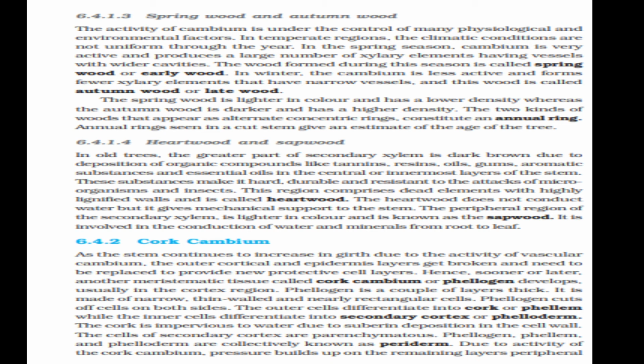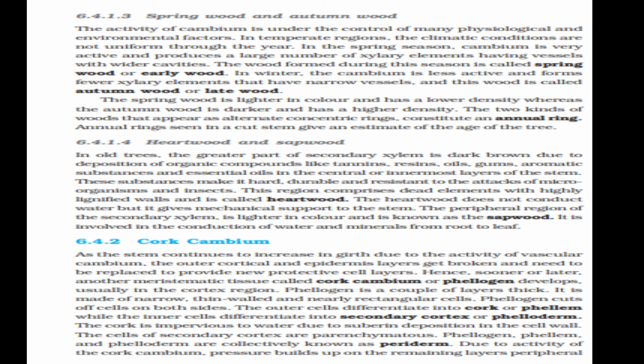6.4.1.4. Heartwood and sapwood. In old trees, the greater part of secondary xylem is dark brown, due to deposition of organic compounds like tannins, resins, oils, gums, aromatic substances and essential oils in the central or innermost layers of the stem. These substances make it hard, durable and resistant to the attacks of microorganisms and insects. This region comprises dead elements with highly lignified walls, and is called heartwood. The heartwood does not conduct water, but it gives mechanical support to the stem. The peripheral region of the secondary xylem is lighter in color and is known as the sapwood. It is involved in the conduction of water and minerals from root to leaf.